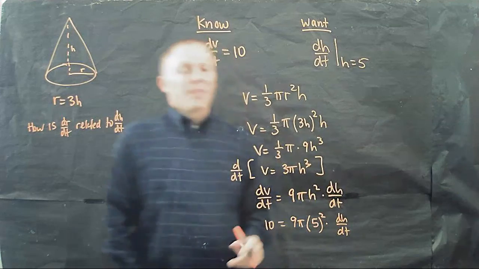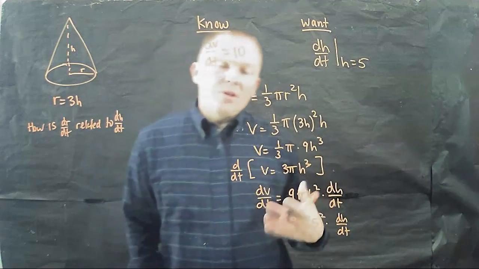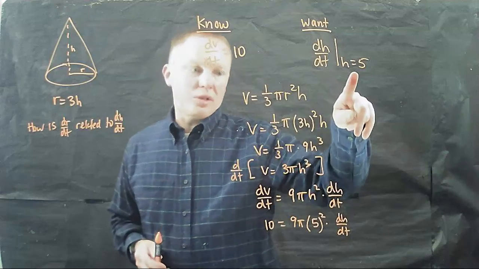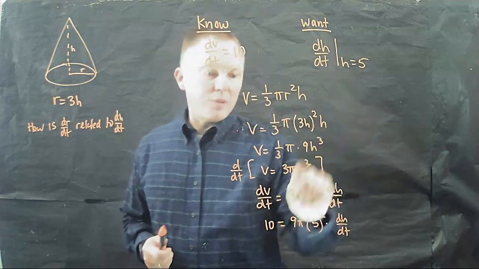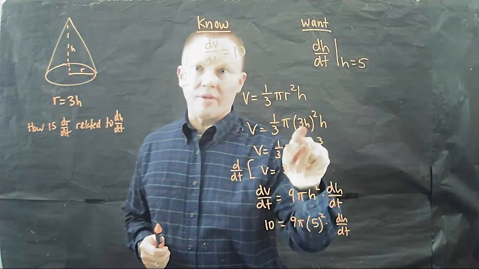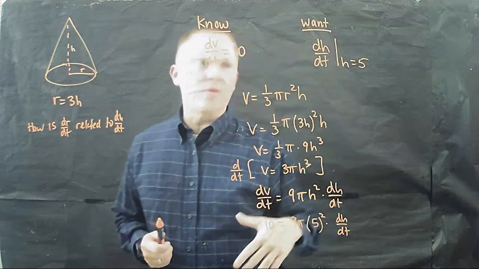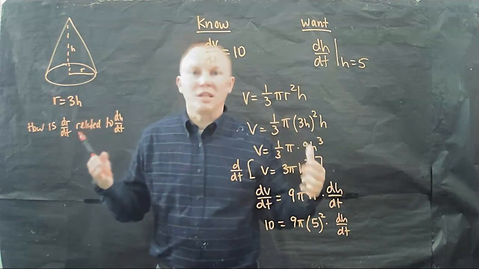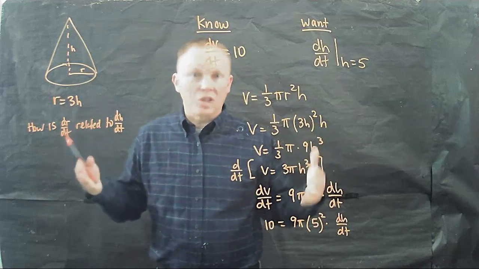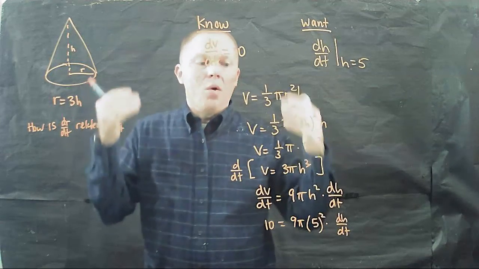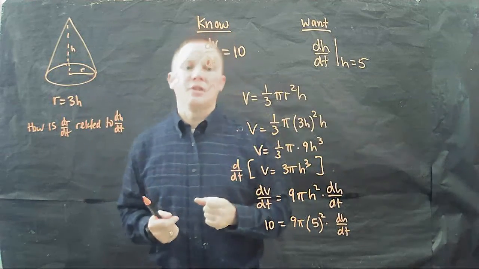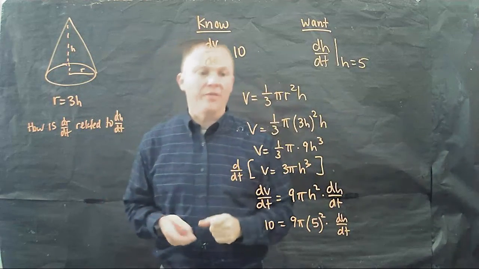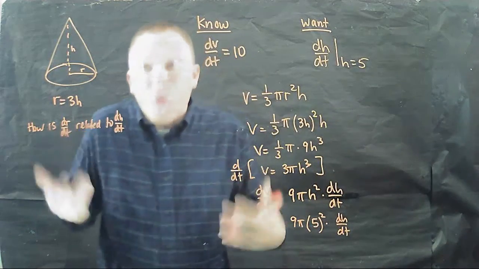One thing that kids typically do wrong when they're doing these related rates problems is they plug in the value of h too early. A lot of times they'll plug in this value of h before they take the derivative. You have to wait until you take the derivative and then plug it in. We want to know how fast h is changing, or we want to know dh/dt when h is 5. So we have to differentiate first and then plug in the 5. It's like finding the derivative at a point, kind of.